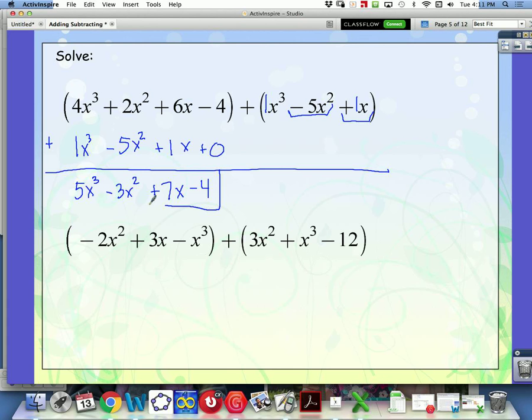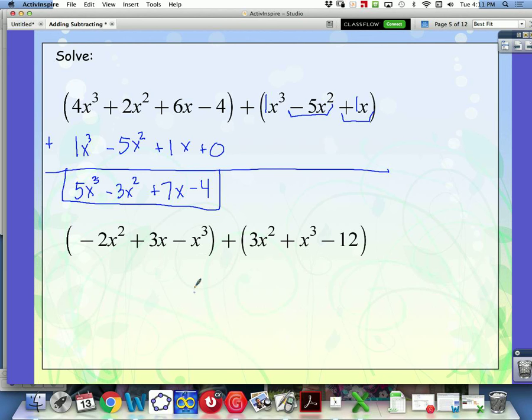So our final answer is a polynomial. It has a degree of 3 because that's the biggest exponent out of all of them. And our answer would be 5x cubed minus 3x squared plus 7x minus 4. So I really recommend don't try doing it in your head, especially when we get negatives. Go ahead and try and list one on top of the other.